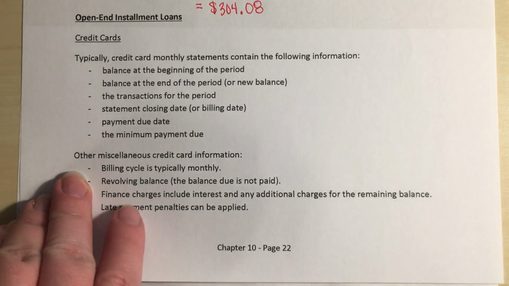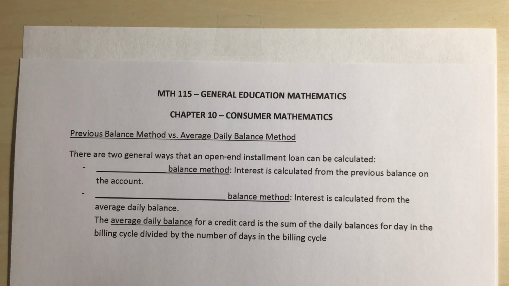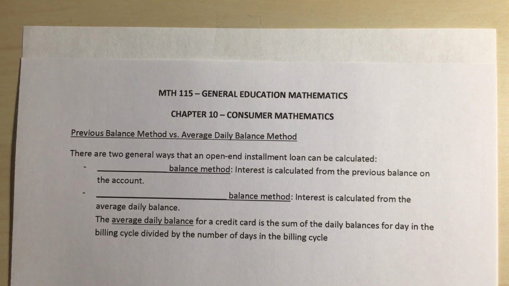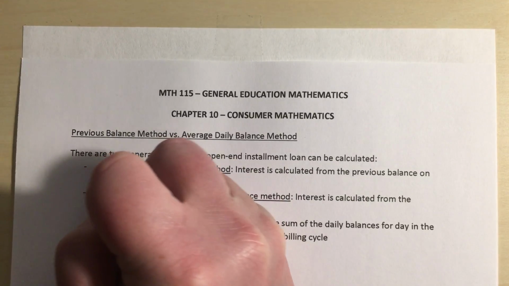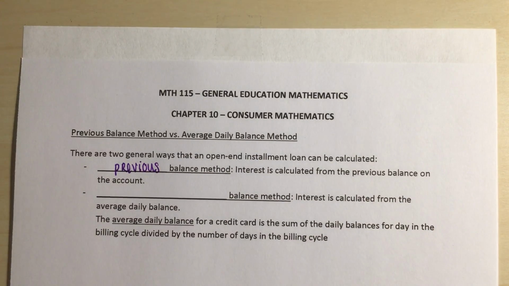All right, so as we're thinking about our different types of credit card payments, we're going to be looking at two different types of examples. We're going to be comparing our previous balance method and our average daily balance method. Okay. Our previous balance method, right, interest is calculated from the previous balance on the account. This is going to be the simpler of the two ways that we're going to work through. So this is going to be one type of example that we're going to do.